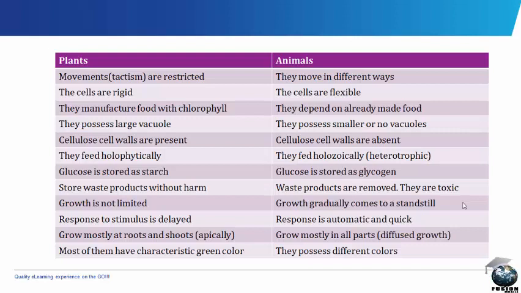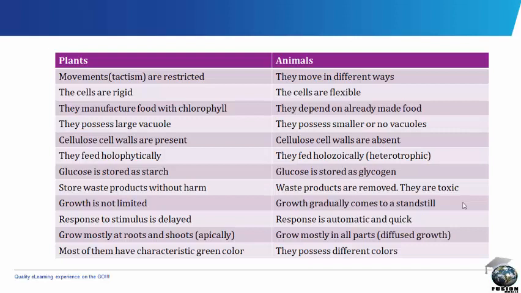In plants, they possess large vacuoles. In animals, they possess smaller or no vacuoles. In plants, cellulose cell walls are present, but in animals, the walls are absent. In plants, they feed holophytically, but animals feed holozoically or by heterotrophic feeding. In plants, glucose is stored as starch, and in animals, glucose is stored as glycogen.